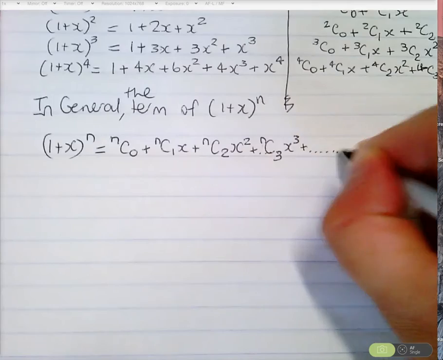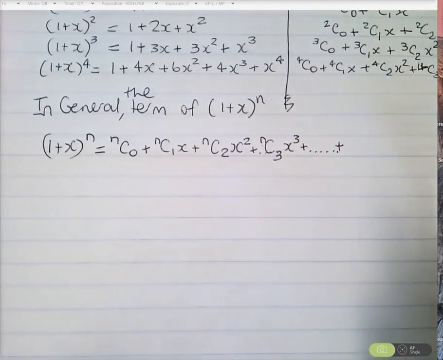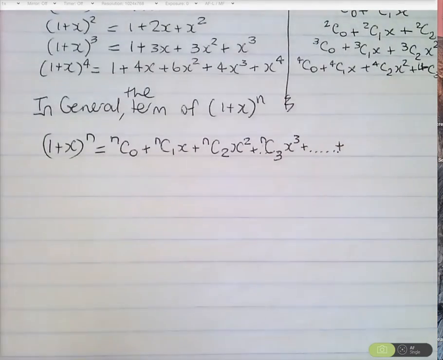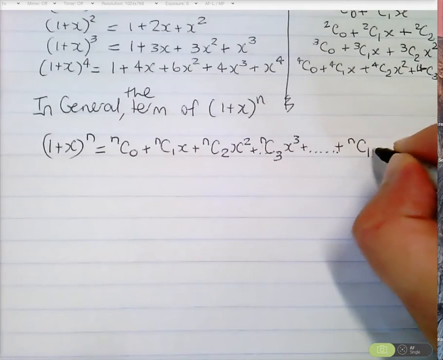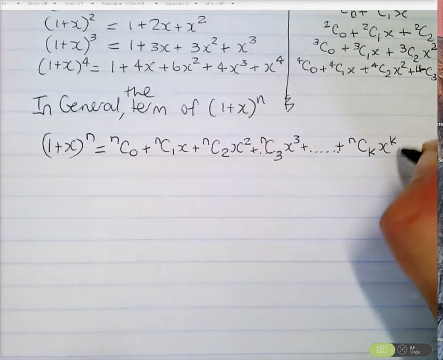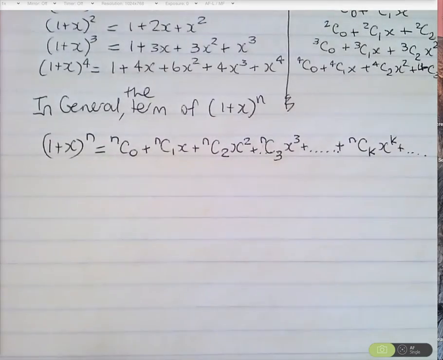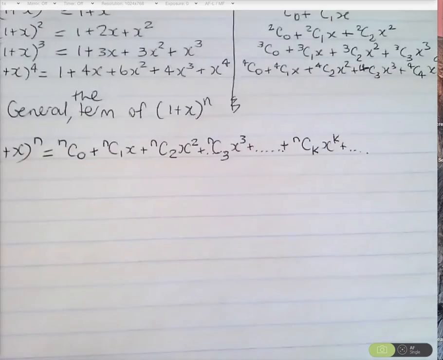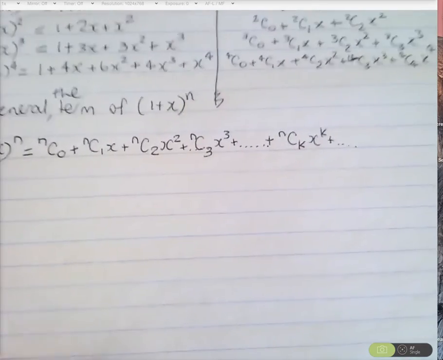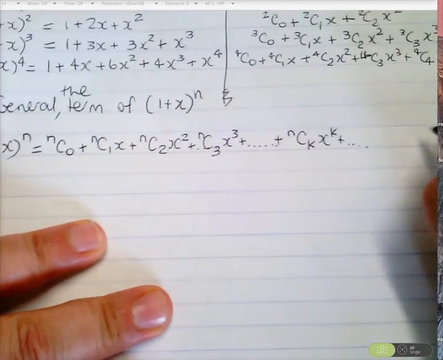Now what I'm going to do, I'm going to stick a term in the middle somewhere. I'm going to call it nCk x to the k. That's just a general term. Okay, now I'll keep going. Tell me what the last term would be. Don't write it down yet.